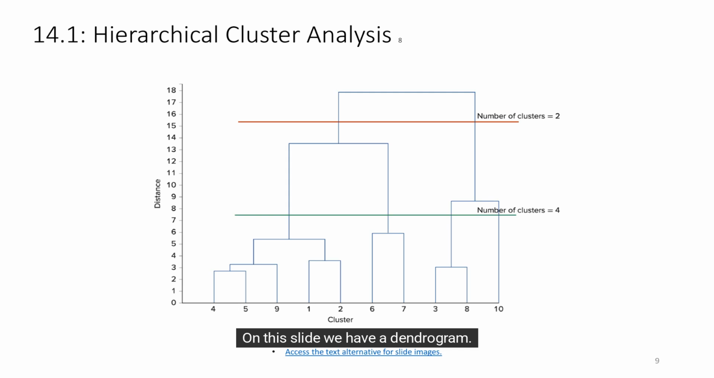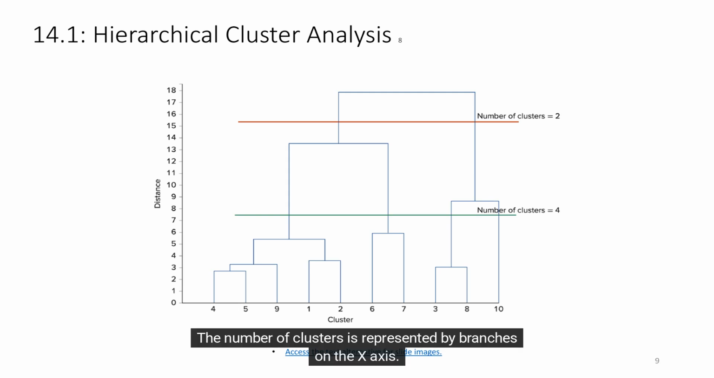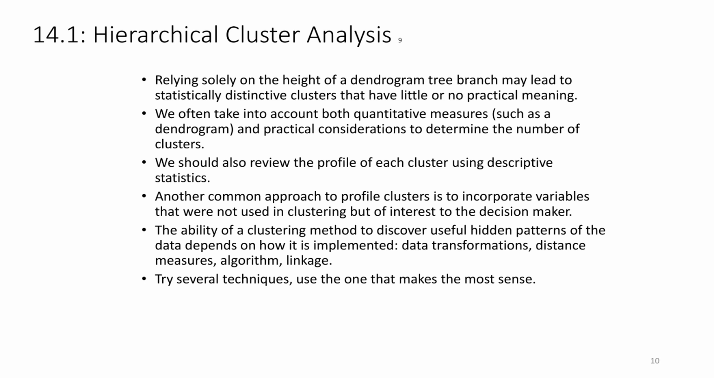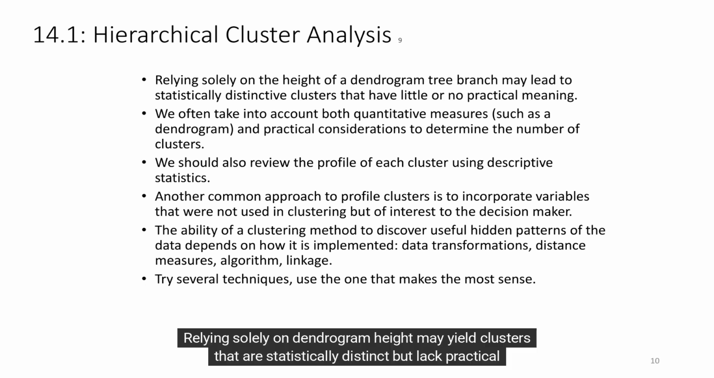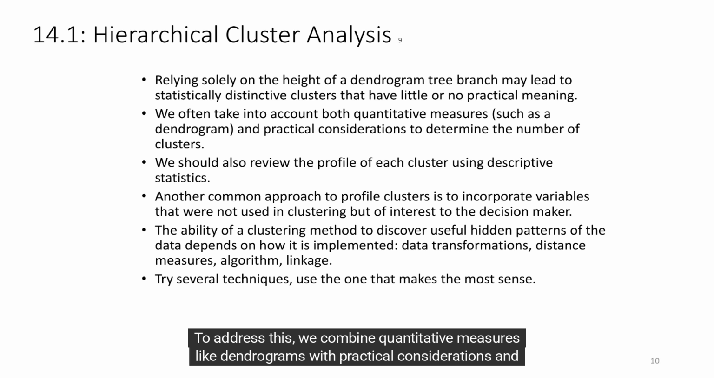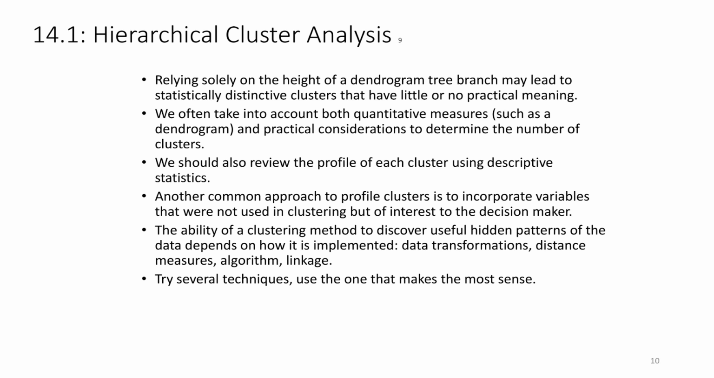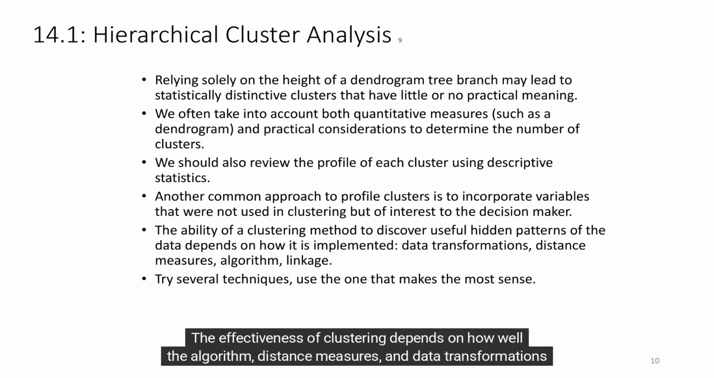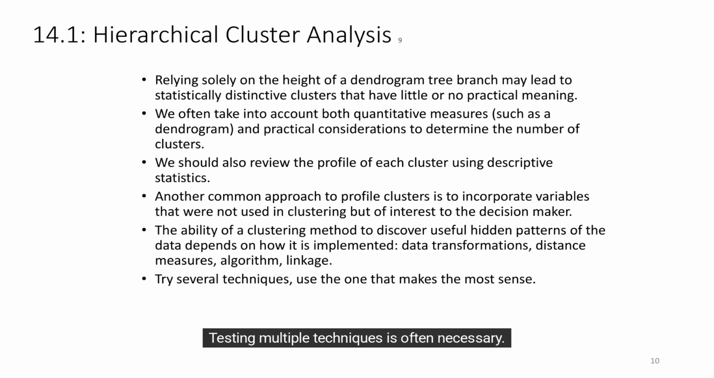On this slide, we have a dendrogram. The number of clusters is represented by branches on the x-axis. The distance between clusters is represented by the height indicated on the y-axis. Relying solely on dendrogram height may yield clusters that are statistically distinct but lack practical significance. To address this, we combine quantitative measures like dendrograms with practical considerations and descriptive statistics. Additionally, we can incorporate variables not used in clustering, but relevant for profiling the clusters. The effectiveness of clustering depends on how well the algorithm, distance measures, and data transformations are chosen. Testing multiple techniques is often necessary.